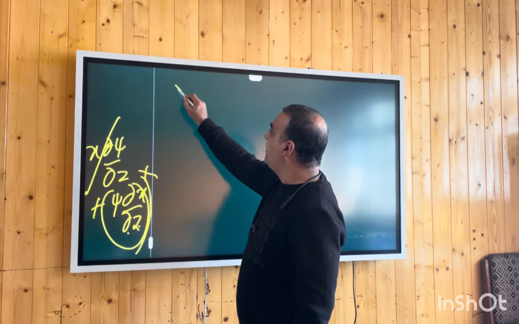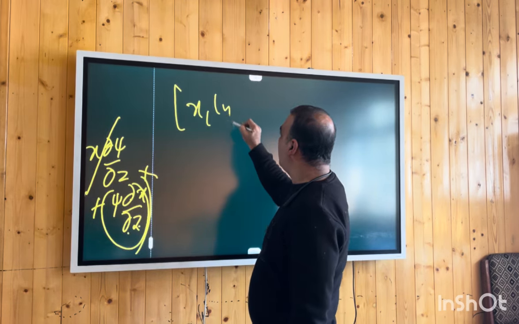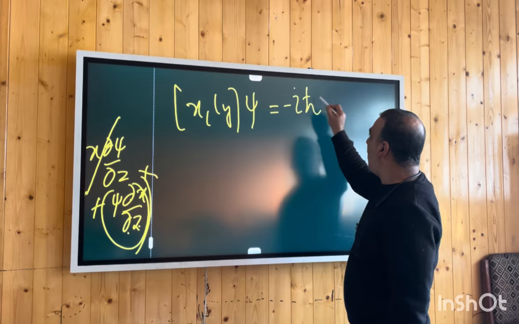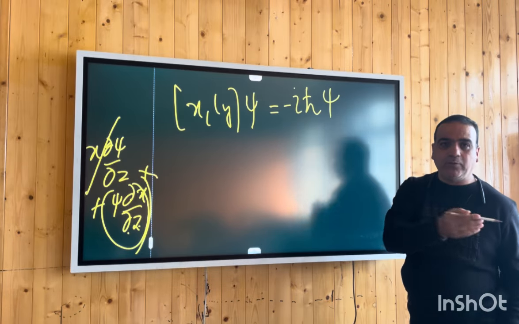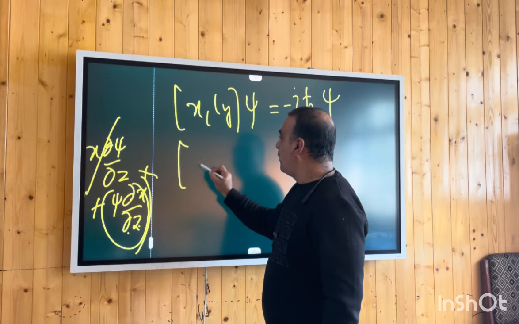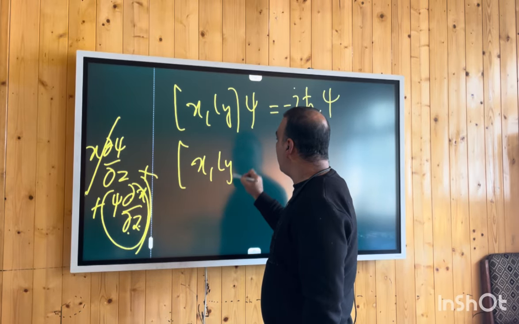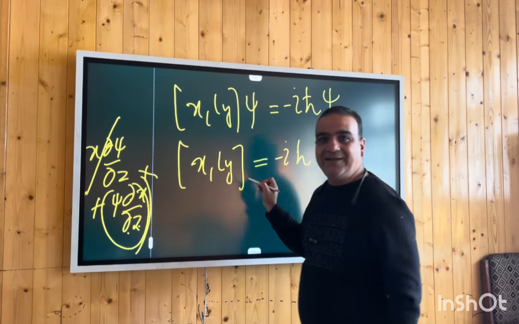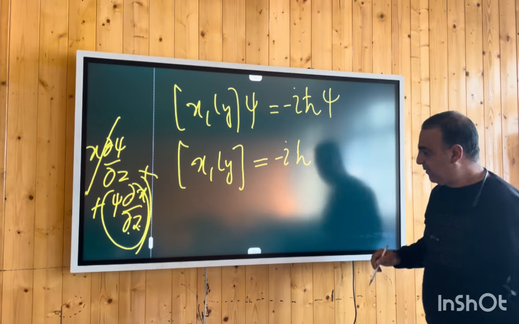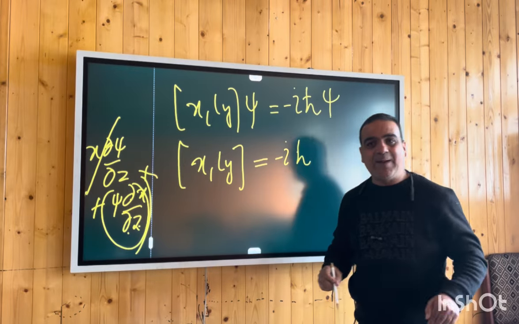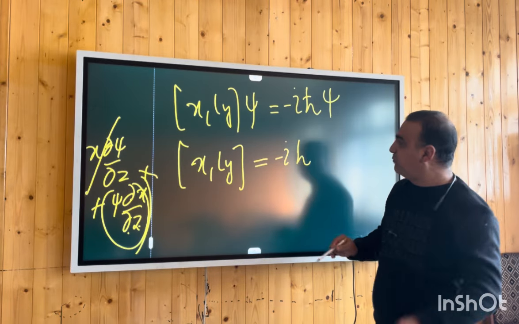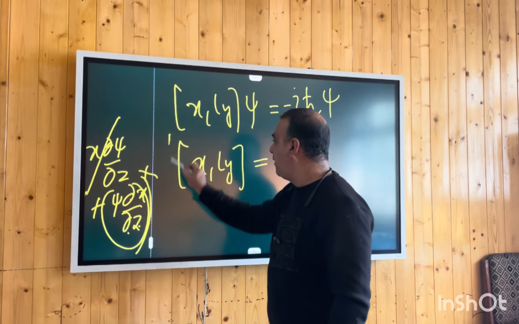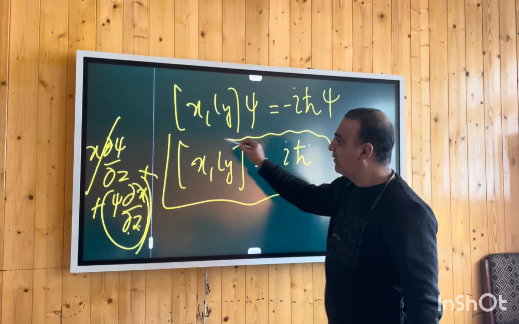So what we were doing: xLy carrying psi, and we got minus iħ carrying psi. Now I will remove this psi. So what you get, xLy will lead us to minus. It is not minus, it is plus, because inside it's minus, that minus will be multiplied to minus iħ, so it will become plus iħ. Clear? You got it?